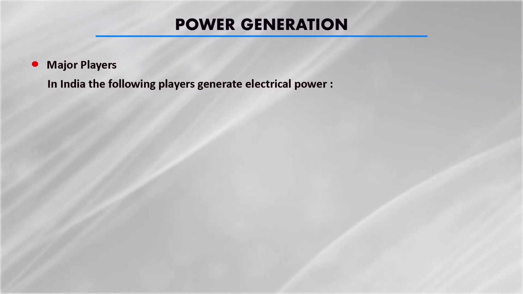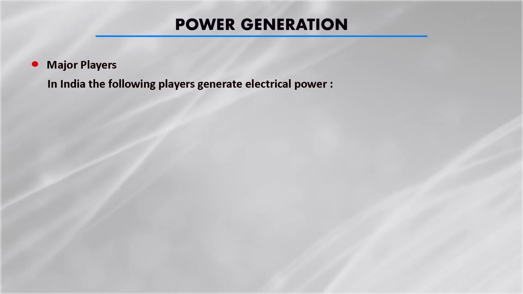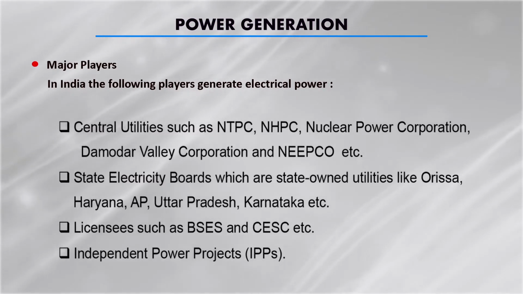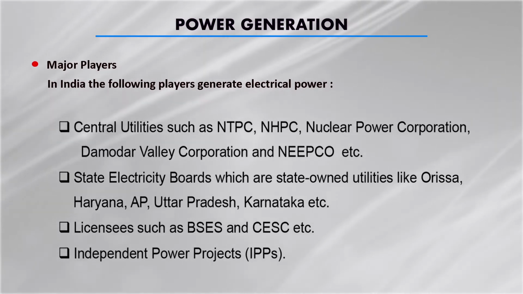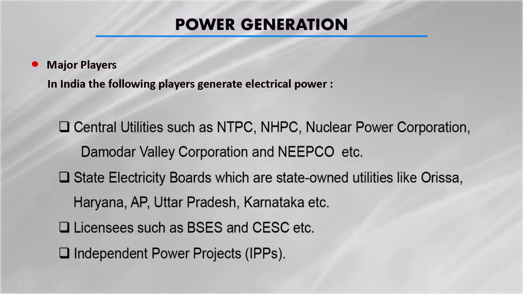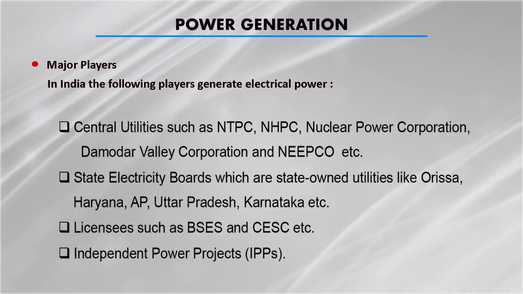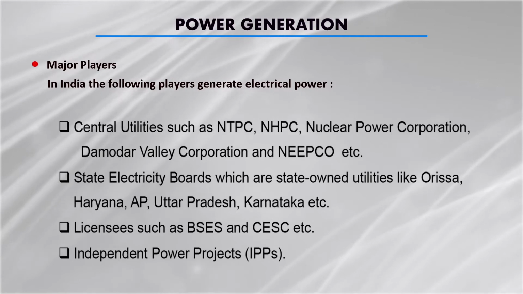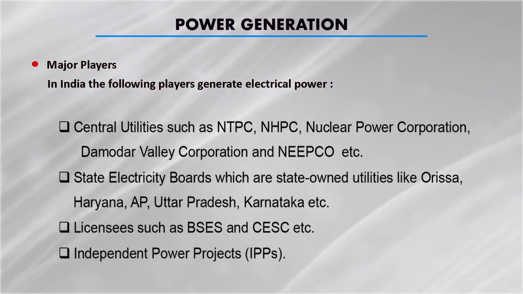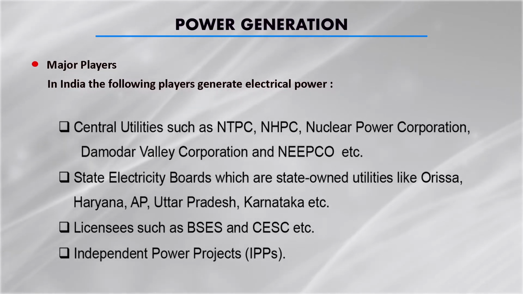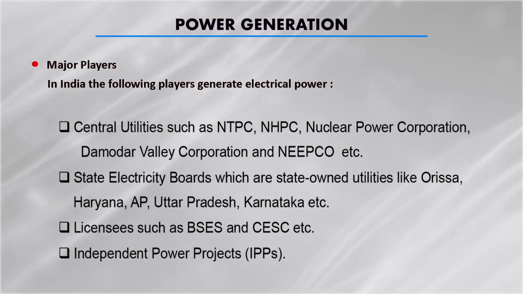If we ask what the major players in power generation in India are: in India we have the central utilities such as the National Thermal Power Corporation, National Hydro Power Corporation, Nuclear Power Corporation, Damodar Valley Corporation, and many more. These are basically involved in the generation of power. Then state electricity boards, which are the state-owned utilities, like Odisha, Haryana, AP, Uttar Pradesh, Karnataka, also are involved in the generation of power.